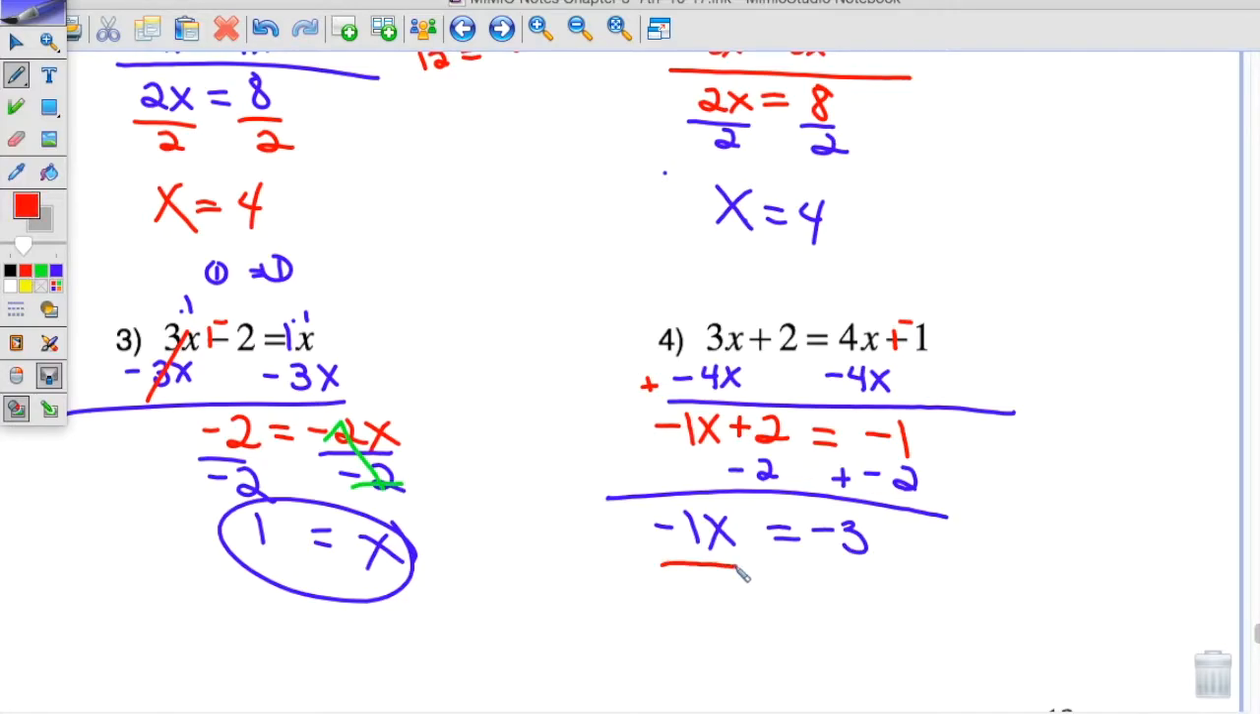Now I'm going to divide both sides by negative 1. Negative 1 divided by negative 1 is 1x, or just x, and negative 3 divided by negative 1 gives me a positive 3.